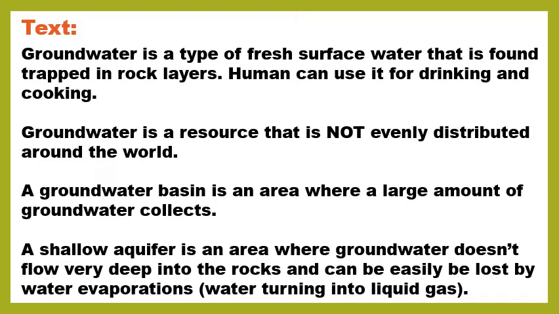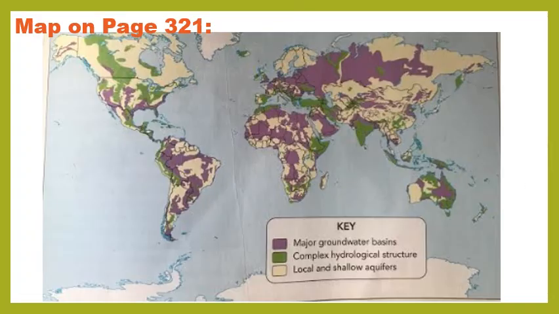A shallow aquifer is an area where groundwater doesn't flow very deep into the rocks and can easily be lost by water evaporation, which is water turning into liquid gas.